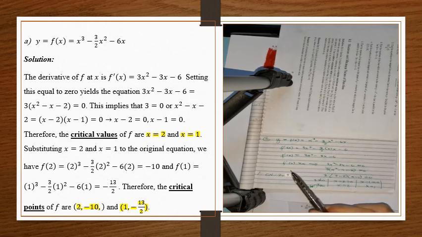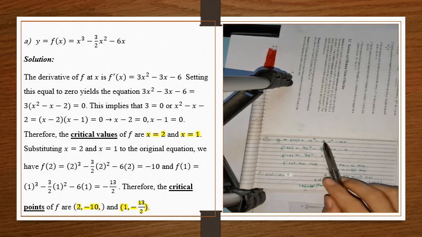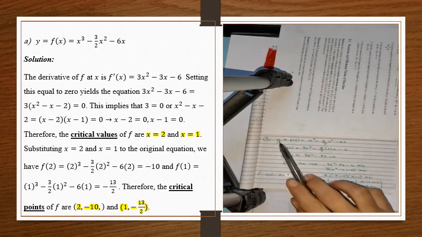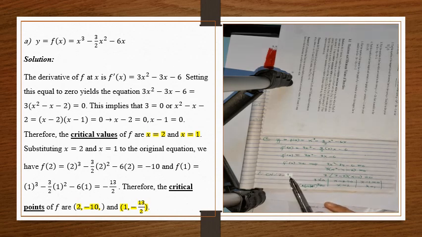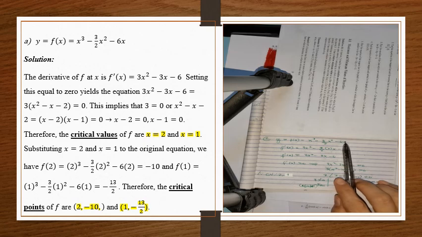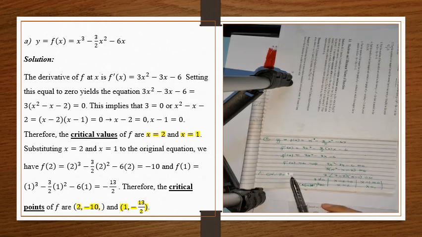And then, to get the critical points, si 2, substitute nyo lang dito. And then, yung makuha nyo na value ni y, yun yung partner ni 2. The same with 1, substitute nyo lang dito. And then, yung makuha ninyo na value ni y is yun din yung partner ni 1. So, ibig sabihin, yun yung critical points niya.